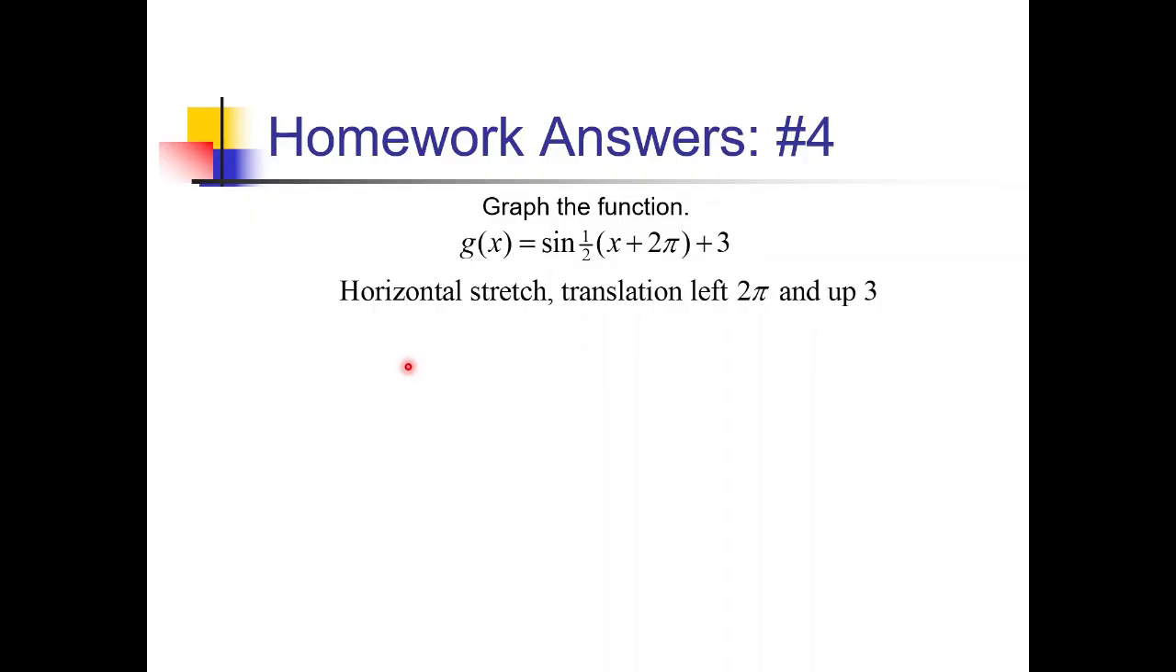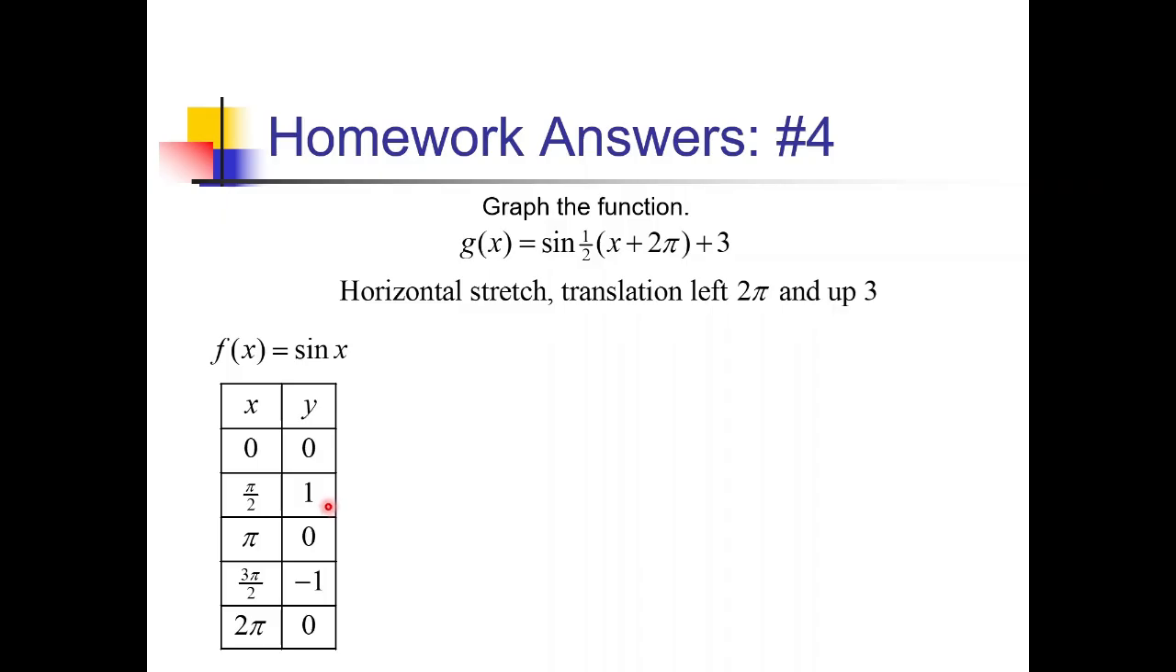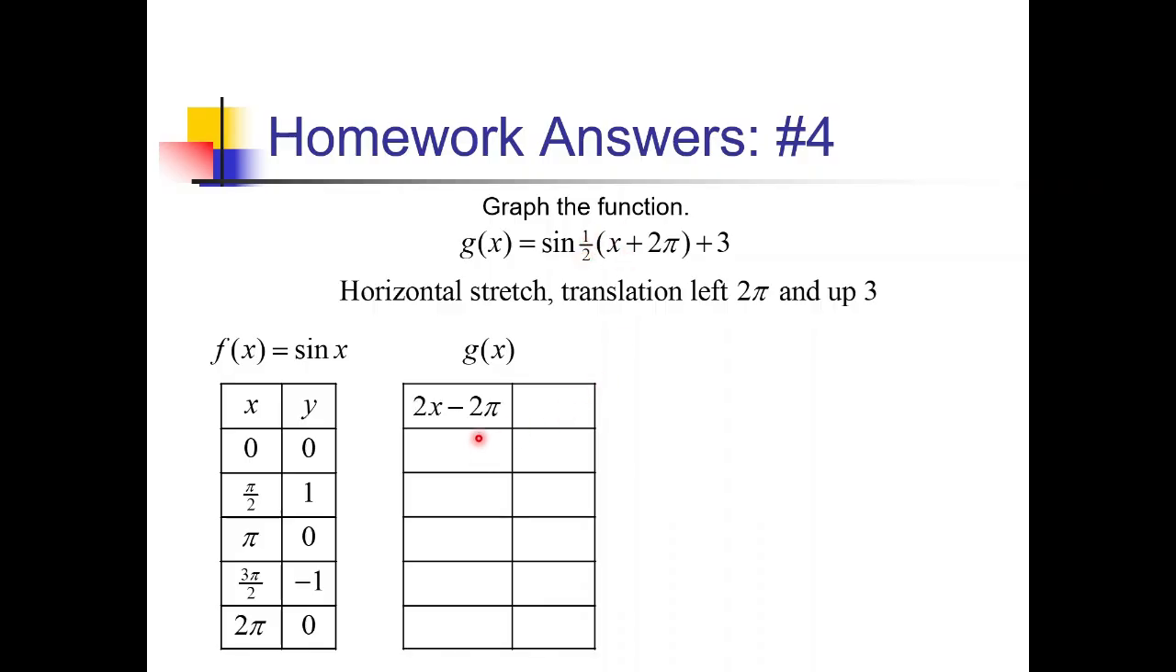Alright, let me do my parent table for the sine function. So that's 0, 0, pi over 2, comma 1, and the rest of those. And for my g function, I need to change my x and y rules to accommodate this. So horizontally, we're going to have to multiply by the reciprocal of this, so by 2, and then we have to subtract 2 pi, and we have to go reverse PEMDAS, so the outside stuff actually happens to x first, followed by this inner stuff. So I'm going to write 2x minus 2 pi. For the y values, I just have to add 3 to all of those, so y plus 3.